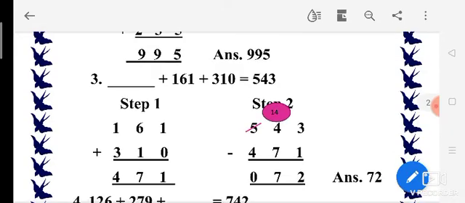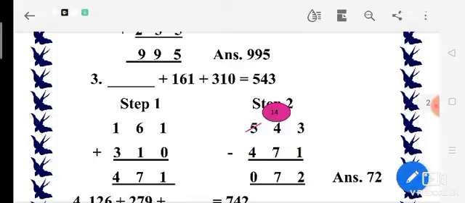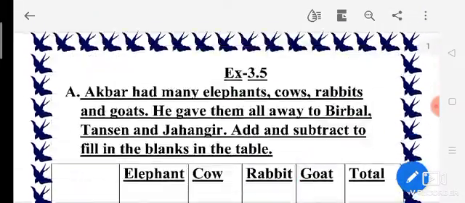See, third one it is here. So 161 plus 310 is 471, and you have to subtract it from 543. So 3 minus 1 is 2, 14 minus 7 is 7, and here we are left with 4. So 4 minus 4 is 0. Clear, students?